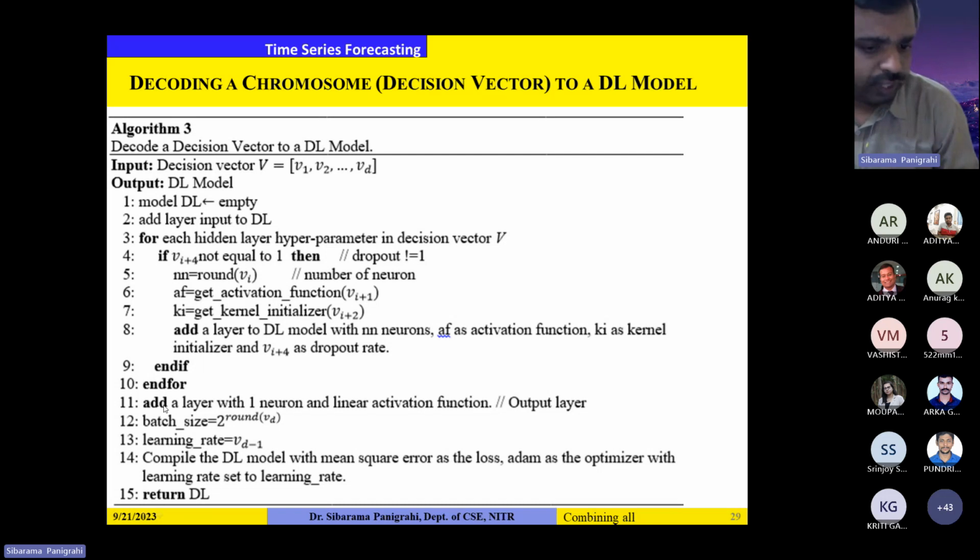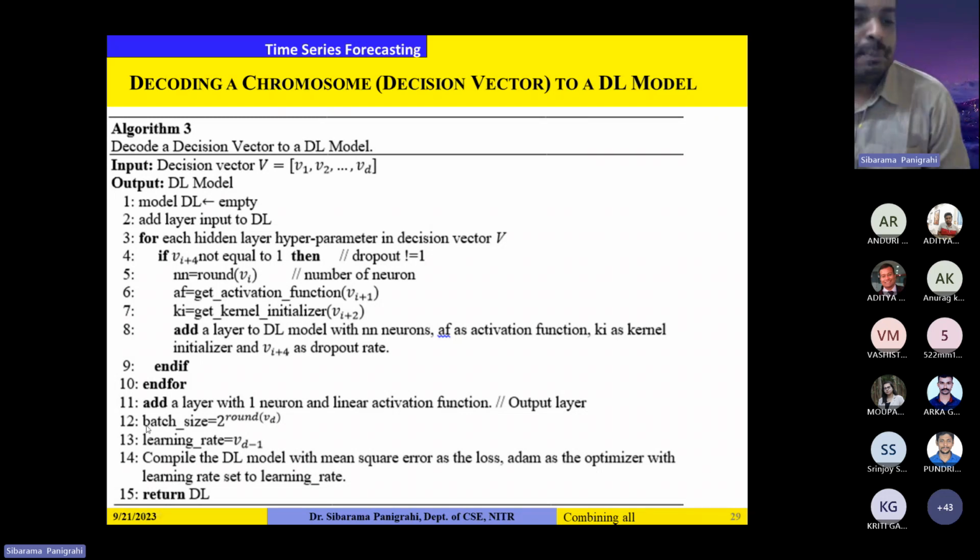So here you see, in forecasting, usually the output layer contains 1 neuron, right? So add a layer with 1 neuron and linear activation function. That is the output layer. Based on your problem, you can add that many number of neurons in the output layer.